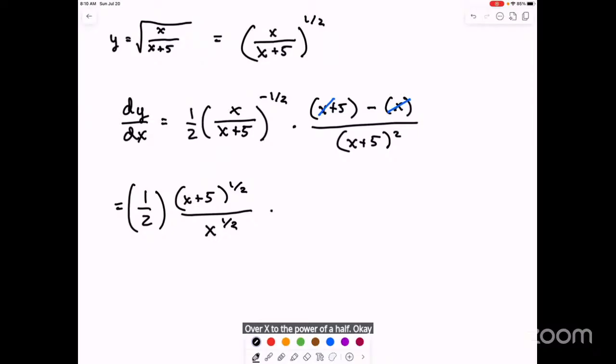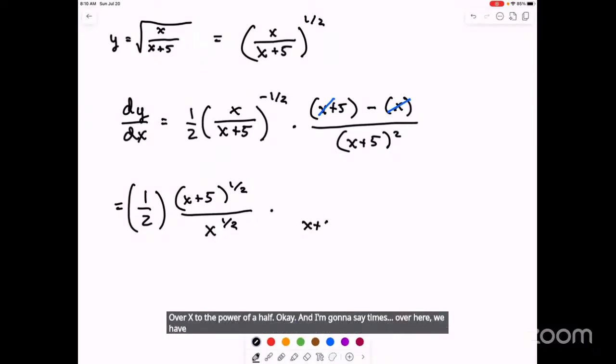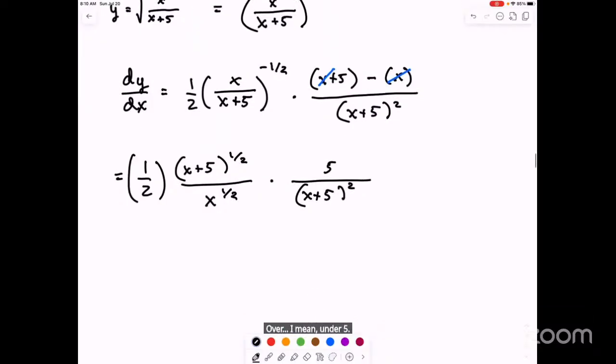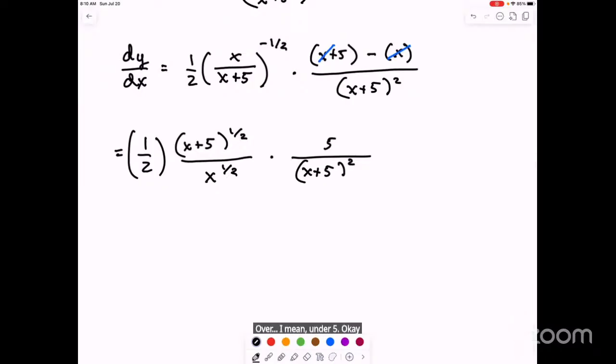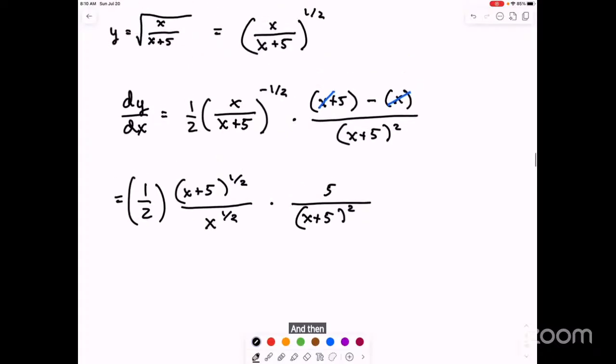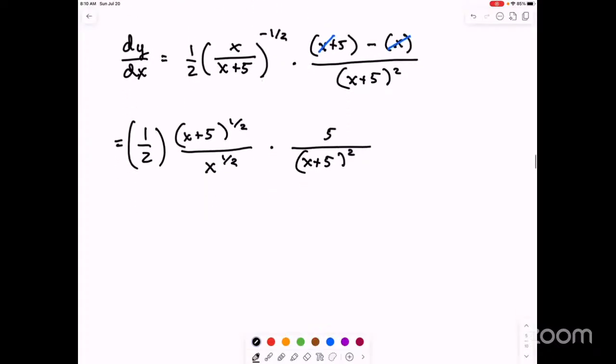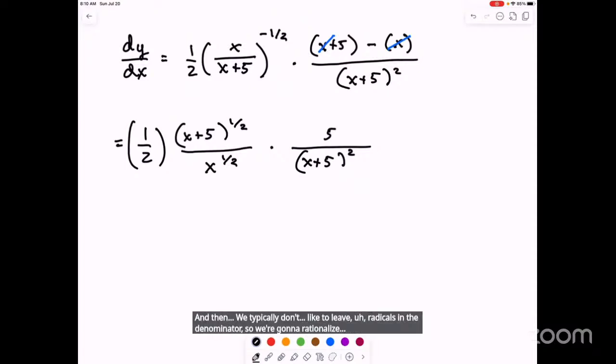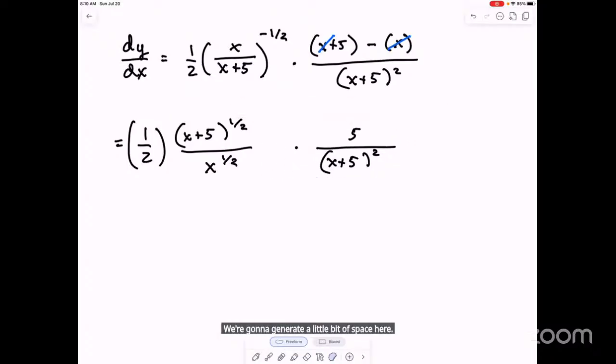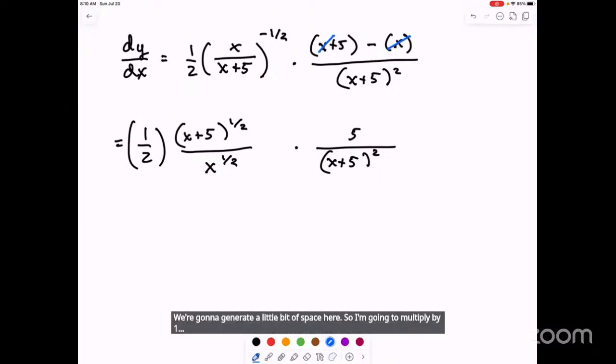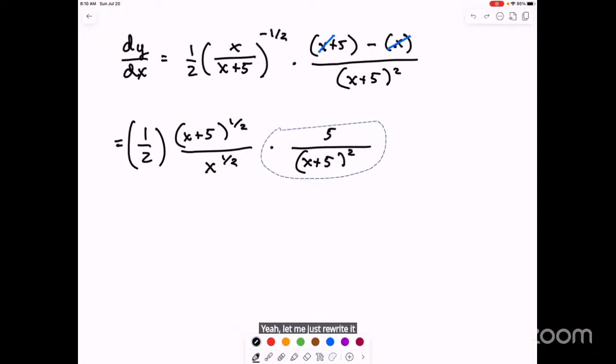Okay. And I'm going to say times, over here we have this x plus 5 squared under 5. Okay. And then we typically don't like to leave radicals in the denominator, so we're going to rationalize by, in this case, going to multiply by 1 in the following form. I'm going to generate a little bit of space here. So I'm going to multiply by 1, because remember that denominator is really the square root of x. Yeah, let me just rewrite it. I think that'll be a little bit better here.